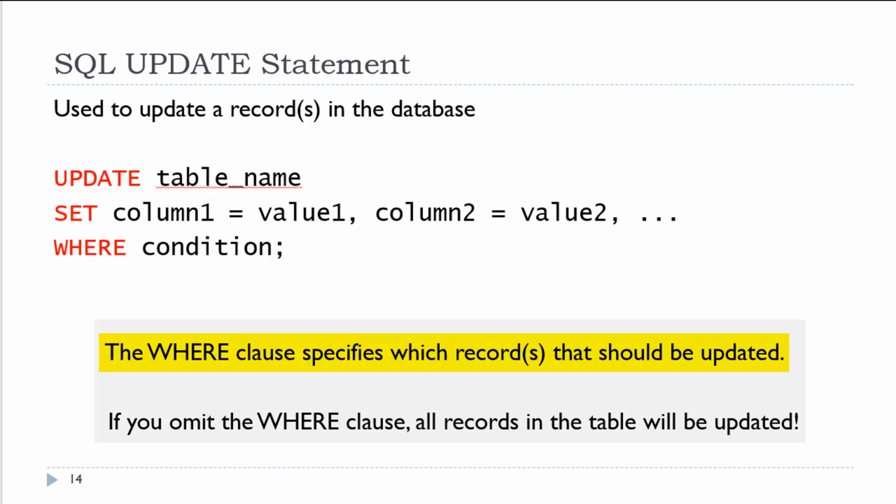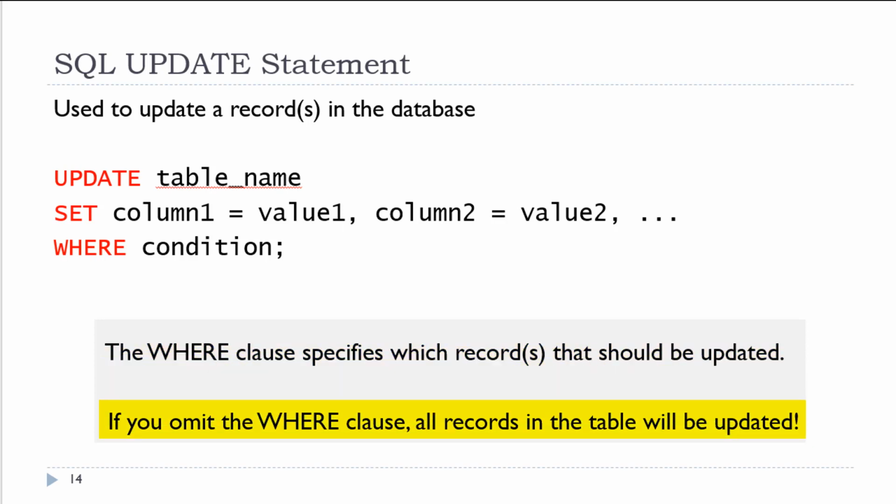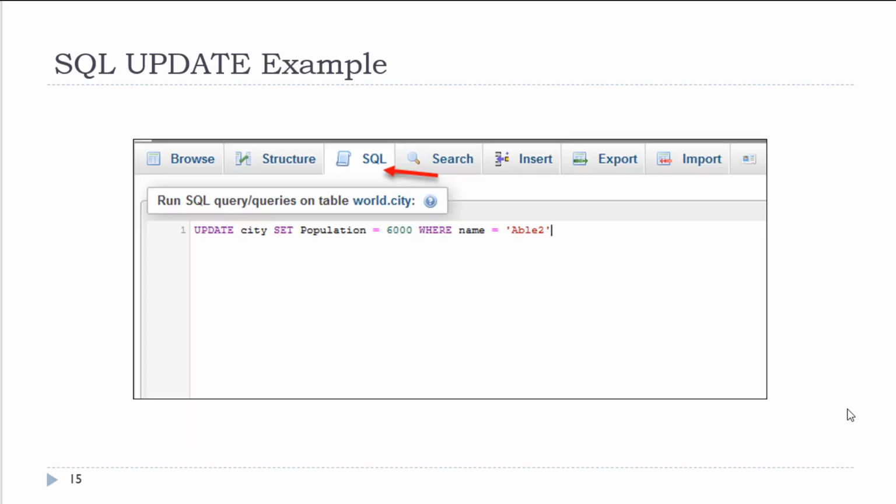The where clause specifies which record should be updated. If you don't have a where clause, all of the records in the table will be updated on that column. So be careful when you use this to make sure that only the records that you want to be updated are being updated. So I will use the SQL tab for this query.